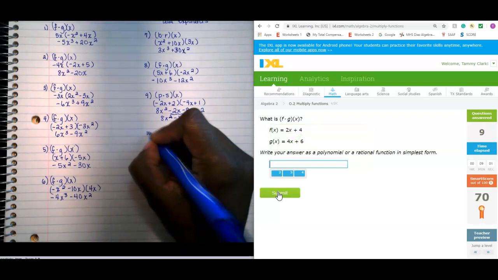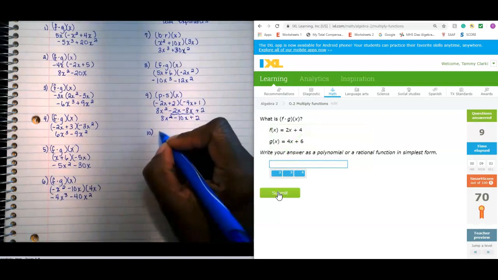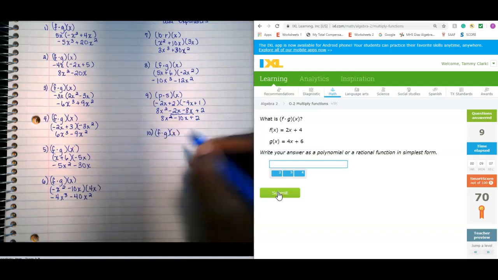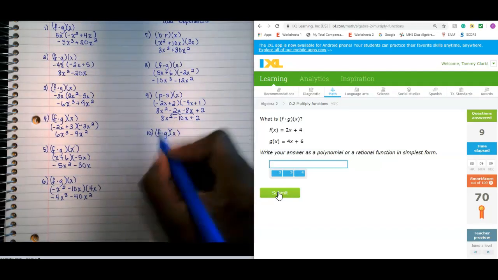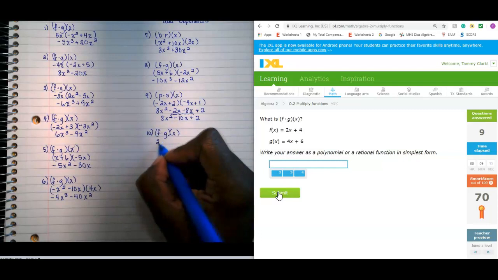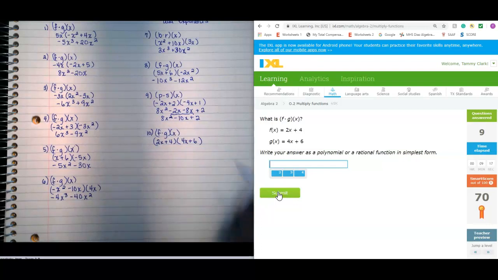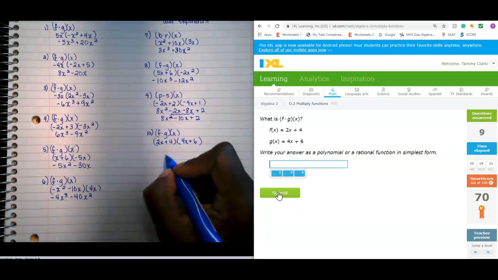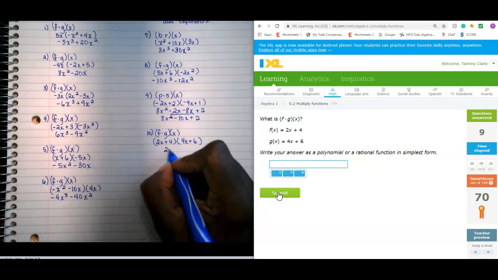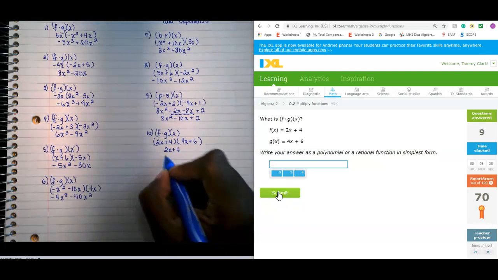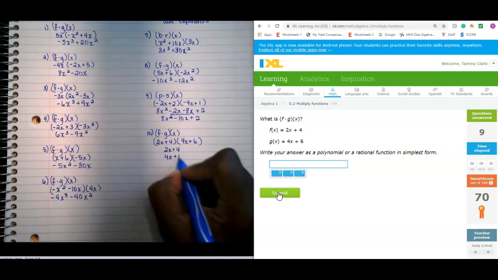Number 10. So we have, what is f of x times g of x? And we have another binomial multiplied by a binomial. So we've got 2x plus 4 times 4x plus 6. Now this time I'm going to do it a different way. I'm going to stack them for those of you who prefer that method. So I'm going to do 2x plus 4 multiplied by 4x plus 6.